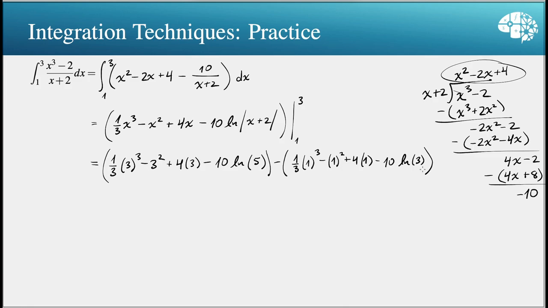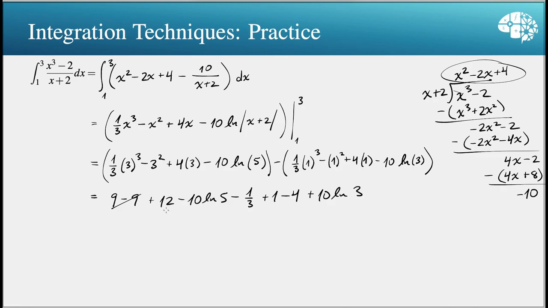Okay, if you'd like to simplify, you can go through and do that. This is 1/3 times 27, which is 9, minus 9. That's nice, those cancel. Plus 12 minus 10 natural log of 5. And then we'll distribute this minus through. So we have minus 1/3, and then plus 1, minus 4, and then plus the natural log of 3.